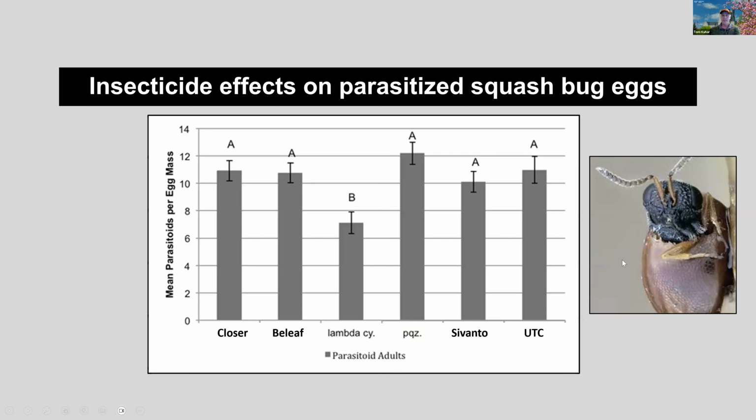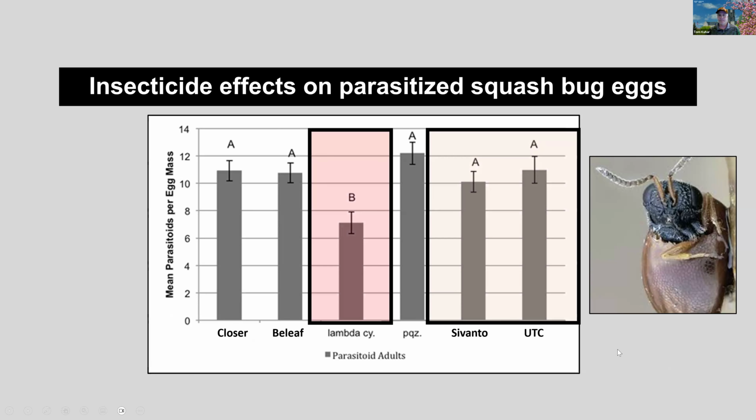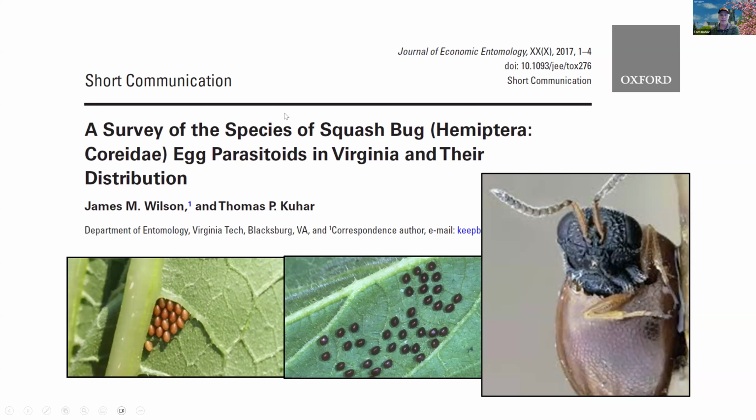And then here is, what about a parasitized egg mass? Is that going to kill the parasitoid if it got sprayed? And the answer is only the pyrethroid does that. These other things like the neonicotinoids and your Sivantos, they're pretty safe on the parasitoid if it's in the egg mass. So it's good IPM information to pull it all together. And that's where we're at right now.